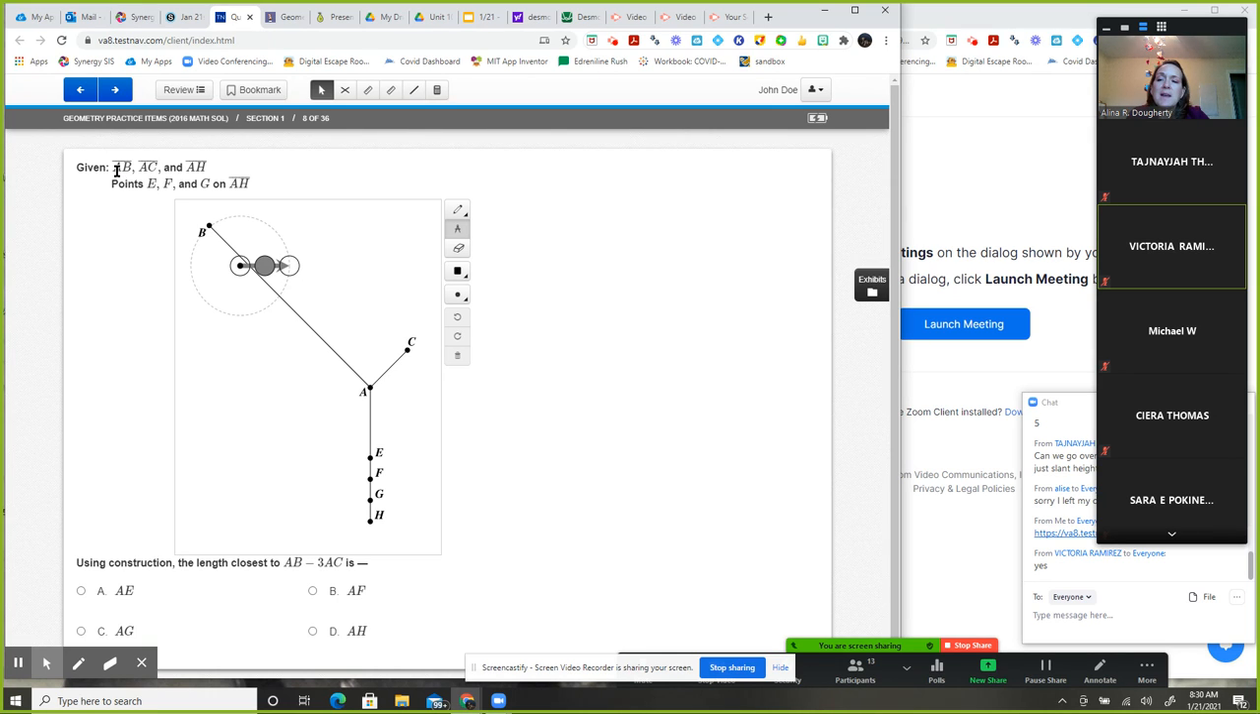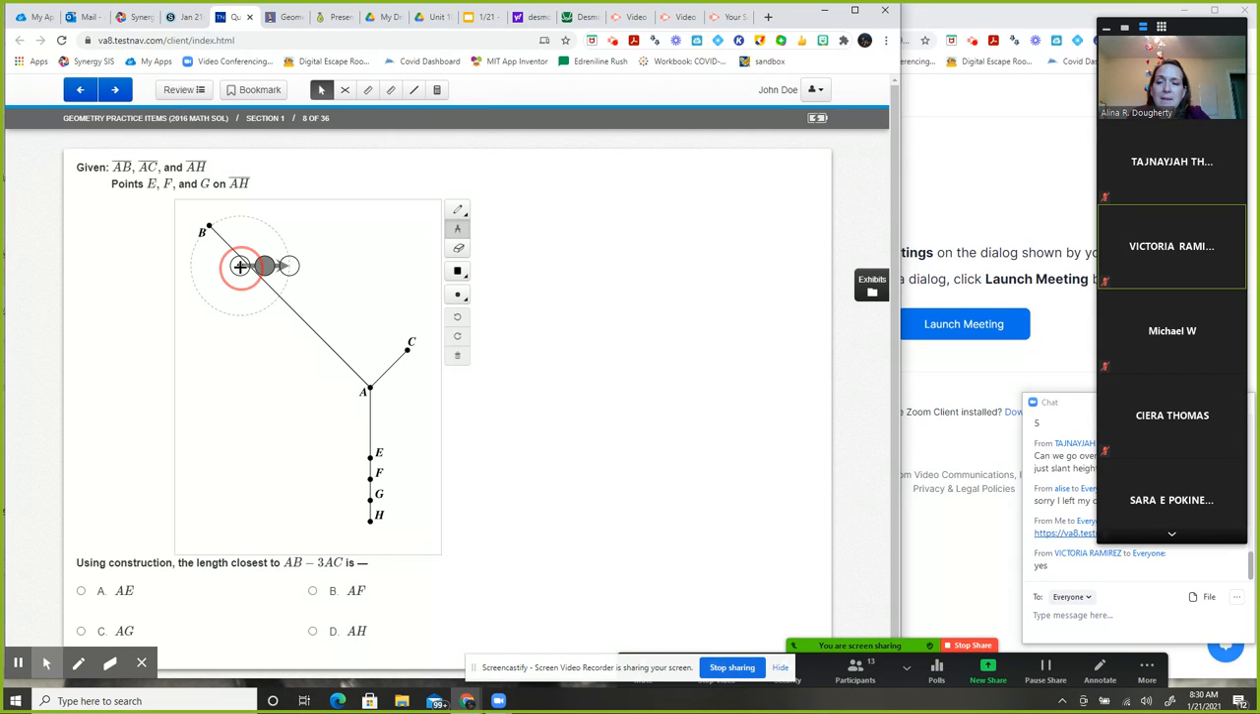So the question says AB, AC, and AH are given. So AB is a long line, AC is a short line, and then AH is a long line with a bunch of dots on it. Points E, F, G, and H are on segment AH. Using a construction, what length is closest to AB minus 3AC? So this AB minus 3 of these.